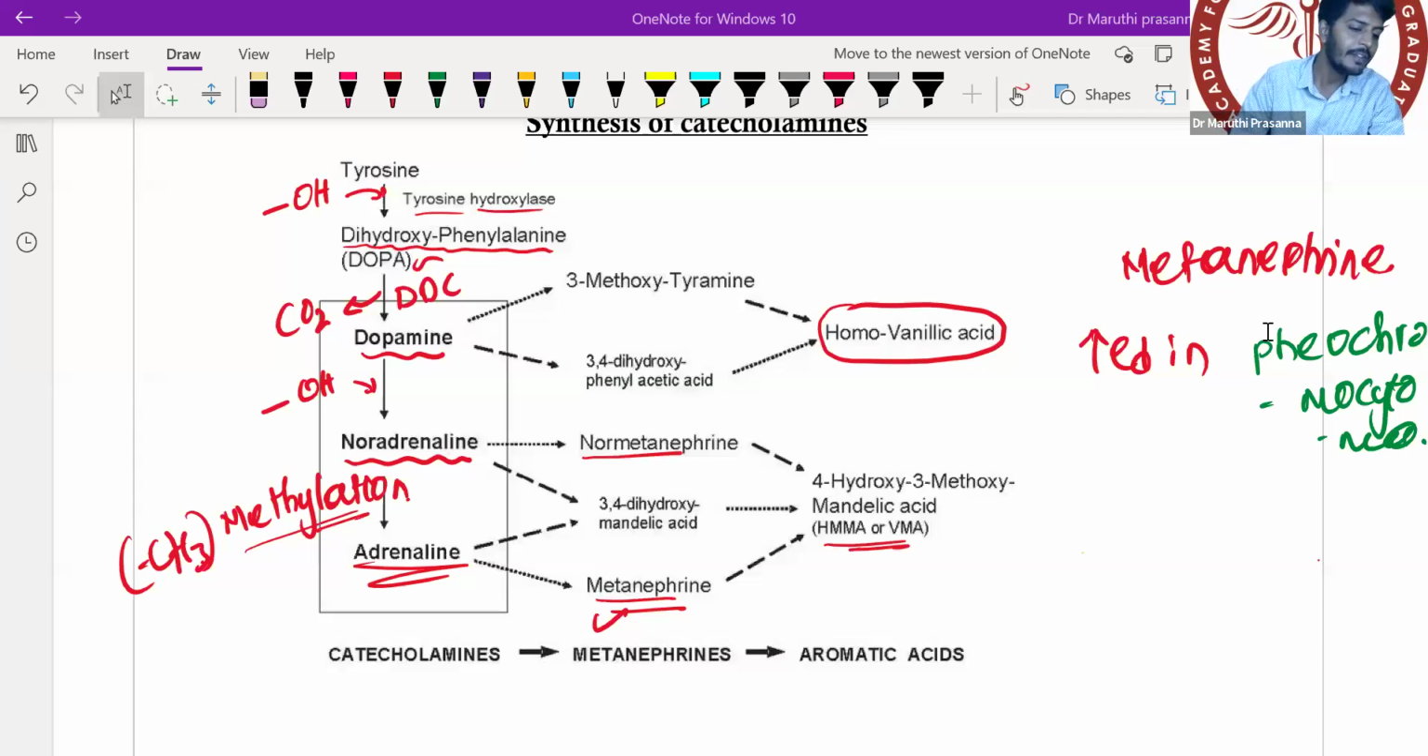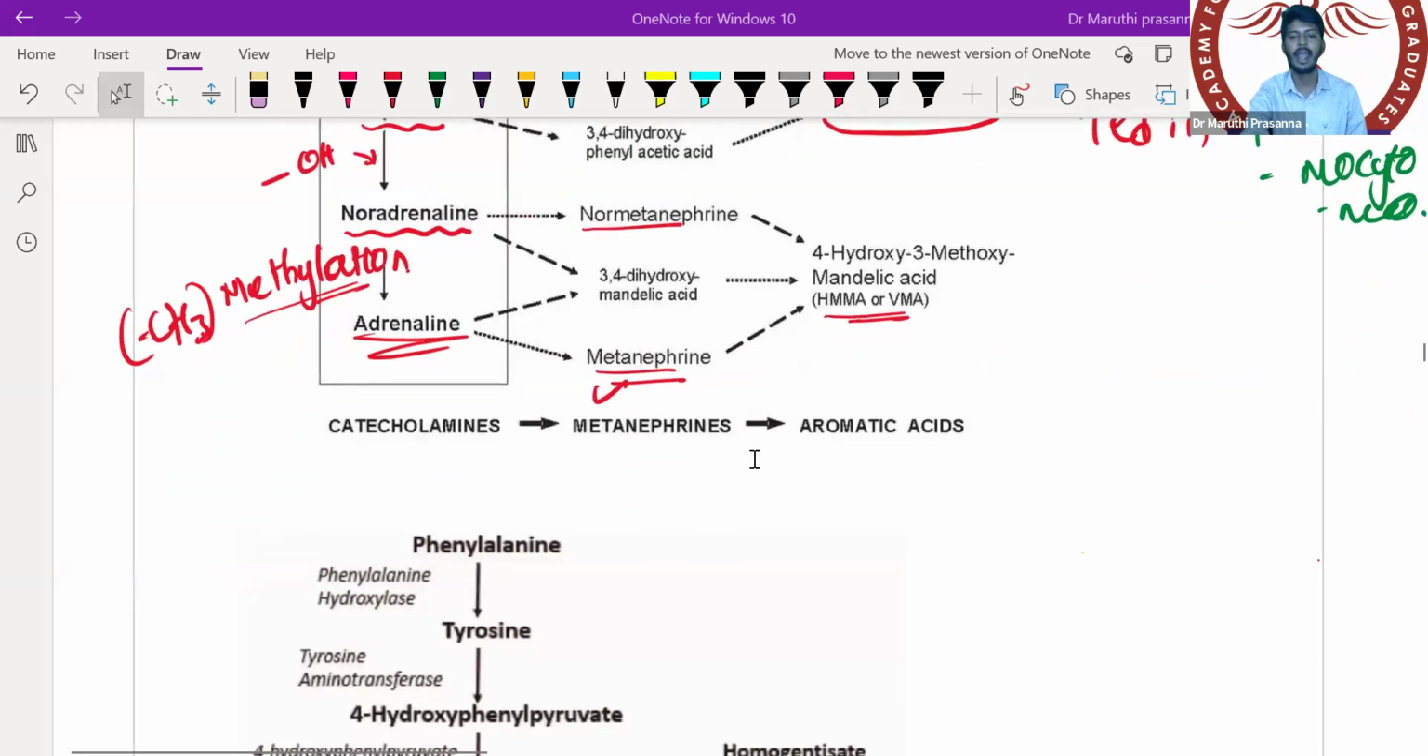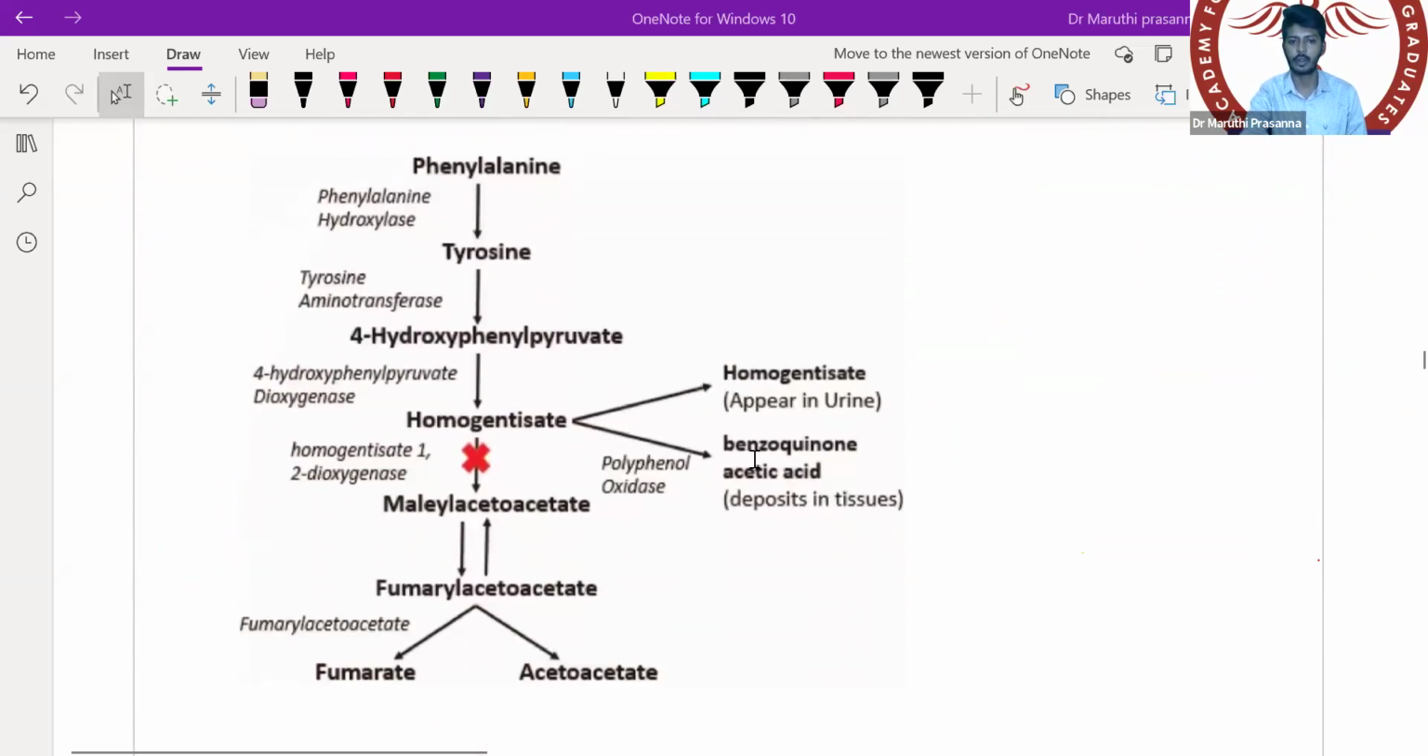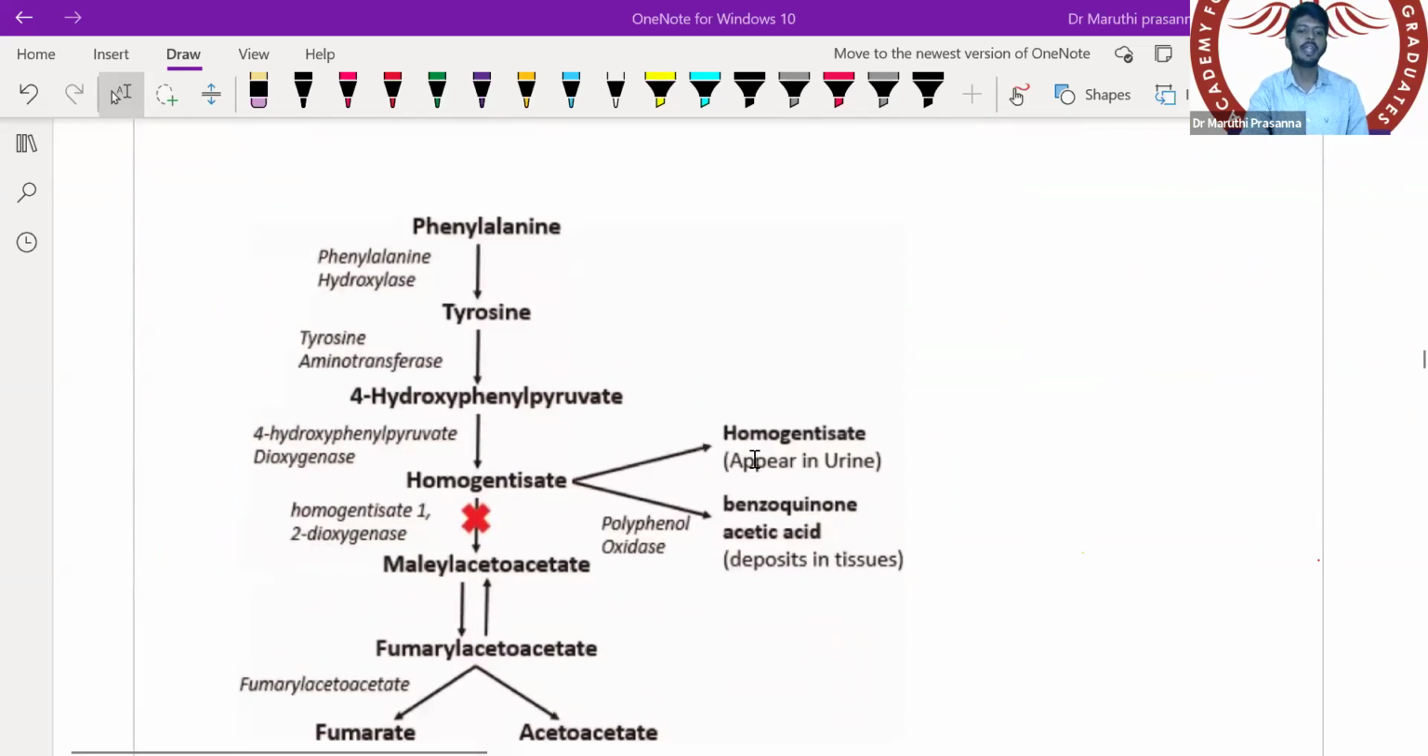There are always one or two questions asked in the paper related to pheochromocytoma, so I don't want you people to make any mistake. That's why I discussed the whole thing, though it is not part of the biochemistry syllabus. Irrespective of that, I'm trying to make sure that you understood pheochromocytoma. Okay, let's go to the next one.